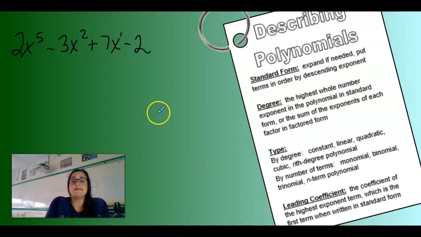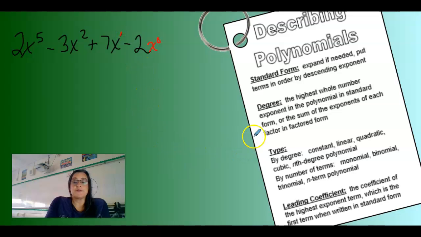And then the constant here at the end, the 2, recall, is x to the 0 power, because anything to the 0 is 1. And 1 times negative 2 would be negative 2. So a constant always has x to the 0 power. So notice how our exponents are all listed in descending order.